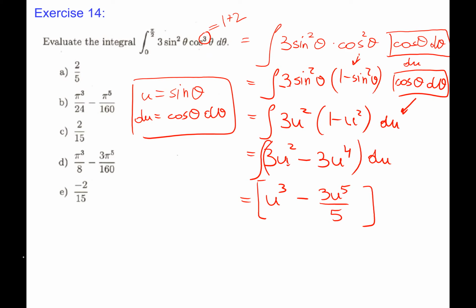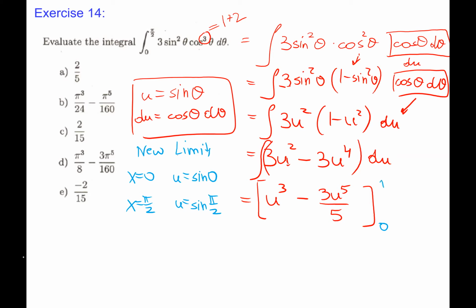New limits of integration. For x at 0, u will be sine at 0. What is sine at 0? Who can tell me? Okay, sine at 0 is 0. Now we do have pi over 2, and the new limit will be sine at pi over 2. What is sine at pi over 2? It's 1. Really good.